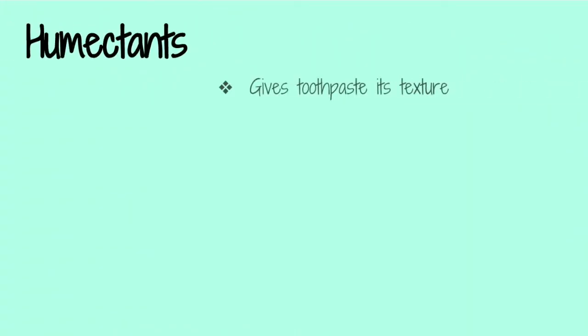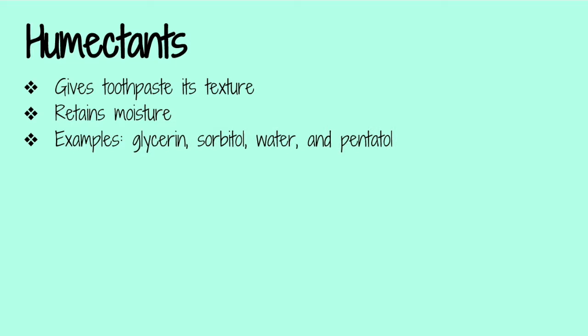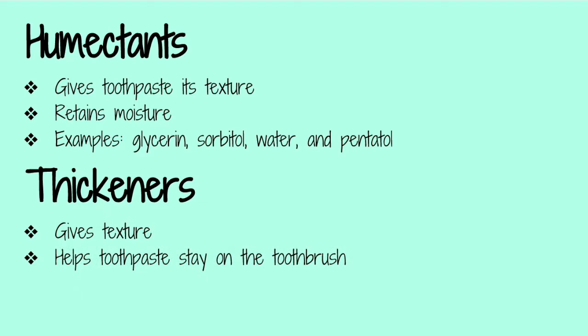Humectants. Humectants give toothpaste its texture. They also retain moisture. Some examples are glycerin, sorbitol, water, and pentanol. Thickeners. Thickeners also give toothpaste its texture. They help toothpaste stay on the toothbrush. An example is cellulose gum.